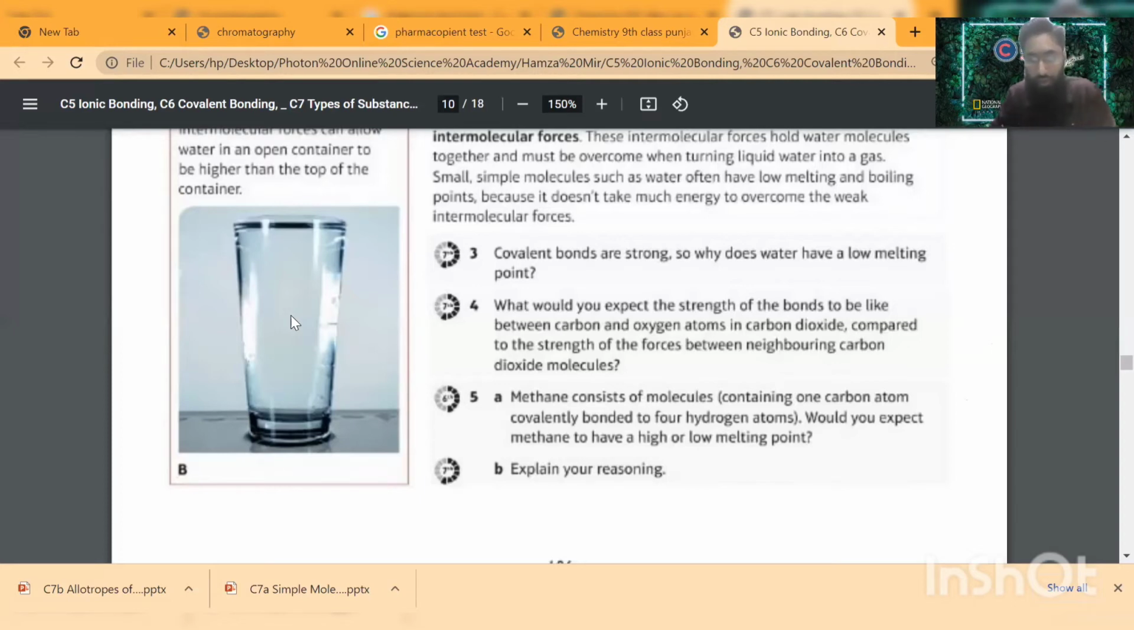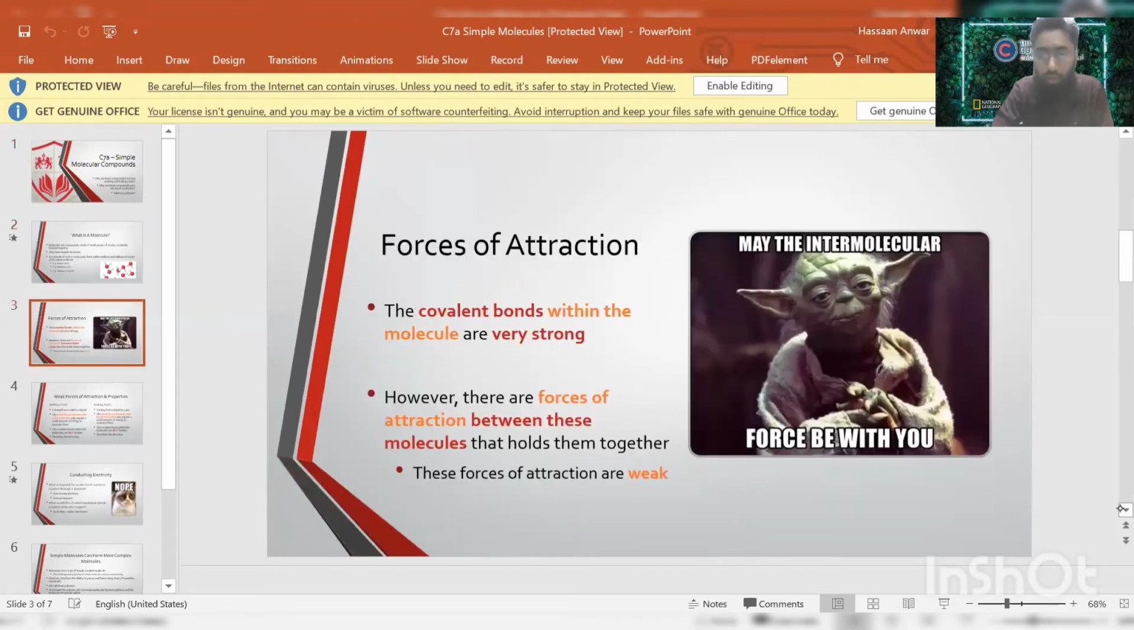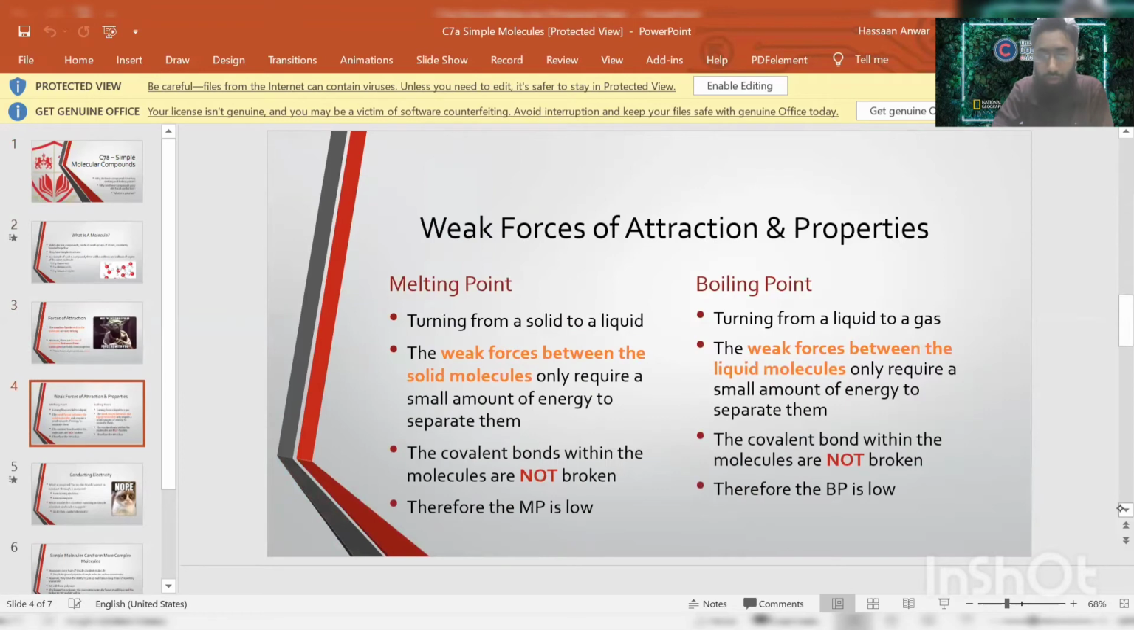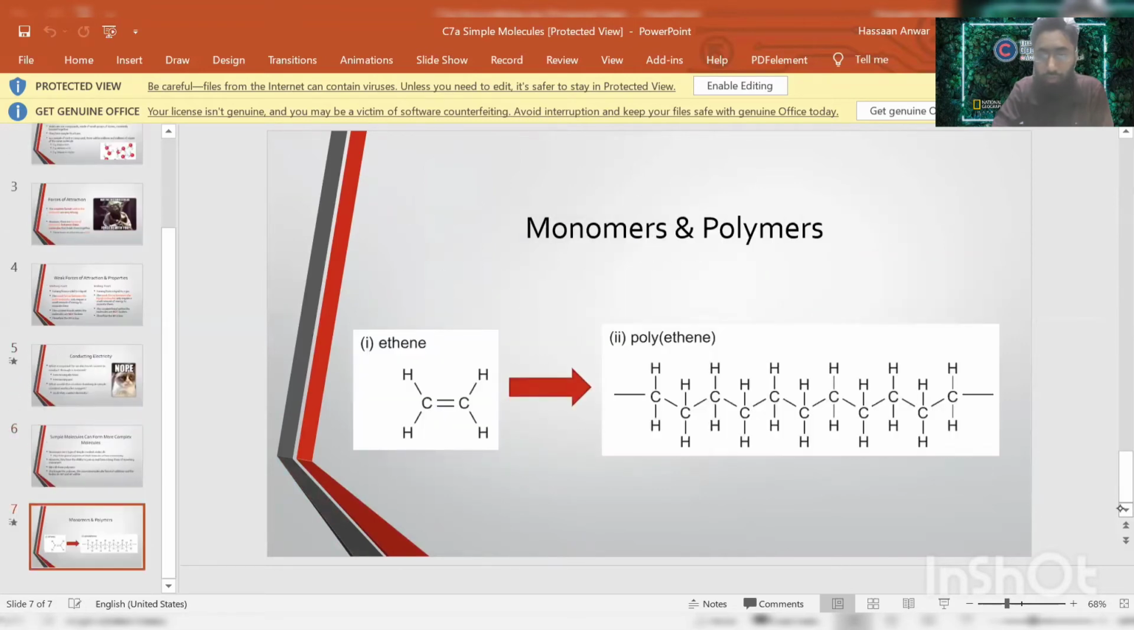Just have a glance at other notes shared by simple molecular compound. What is molecule, force of attraction? These are also very good notes. Other one. This is another thing. Allotropy.